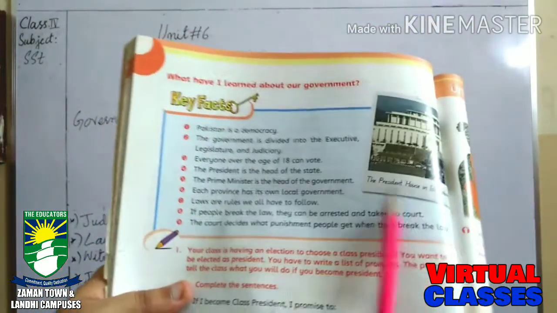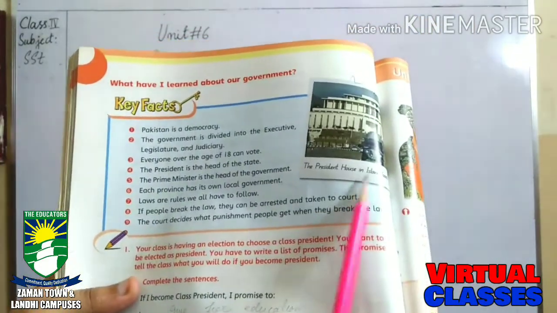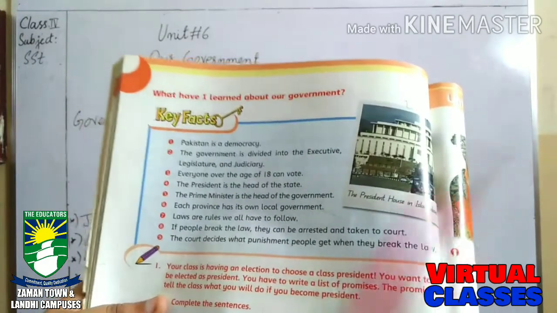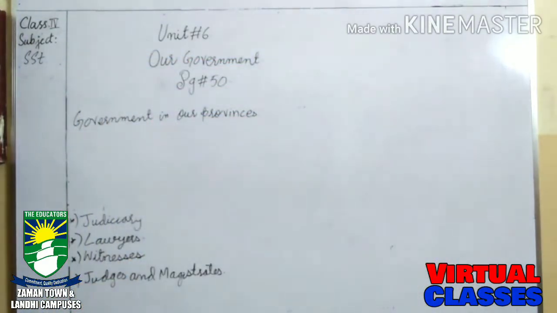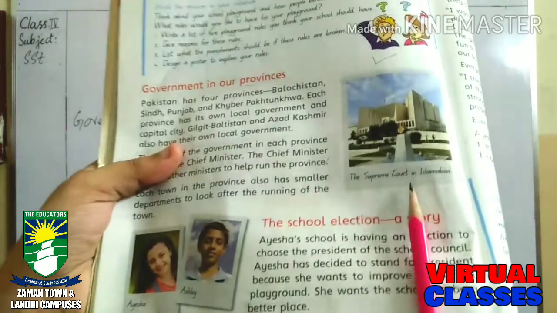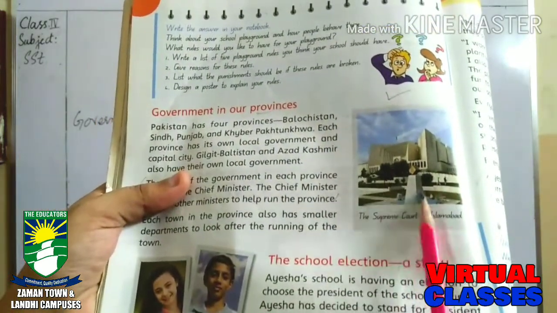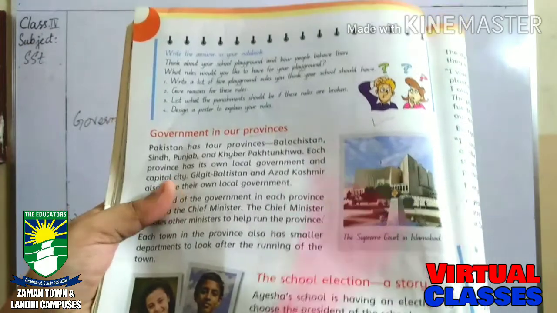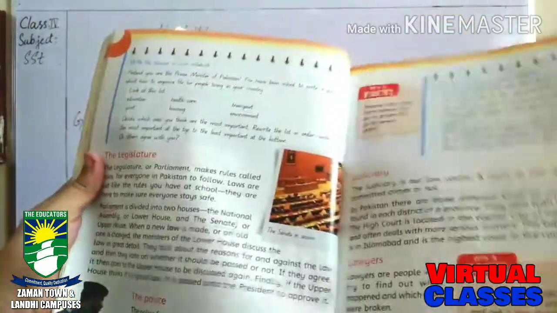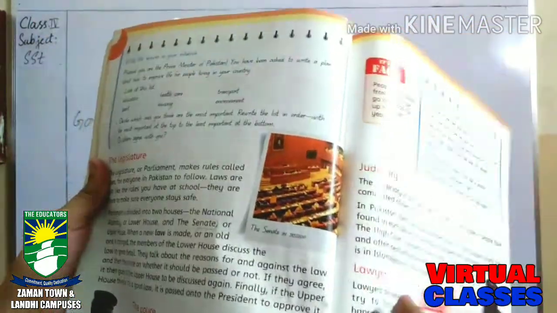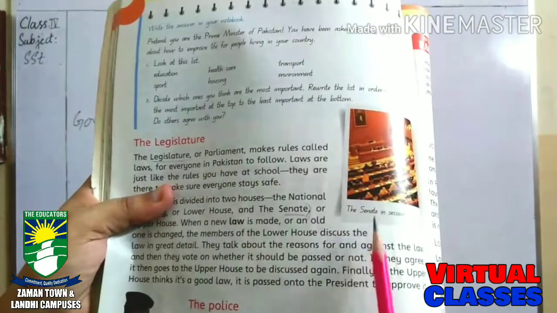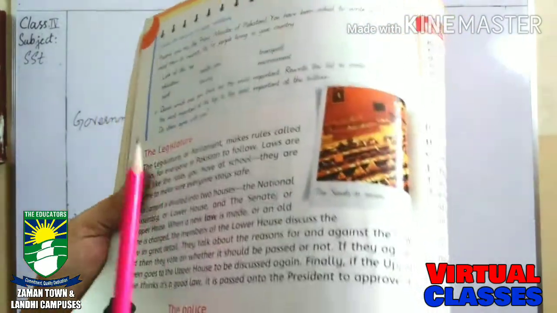The president house in Islamabad, you can see in the picture. Okay, now we have the remaining ones. Wait for a while. You can also see the picture of the Supreme Court in Islamabad. Okay, now just after this we have the Senate in session. You can see the pictures as well.